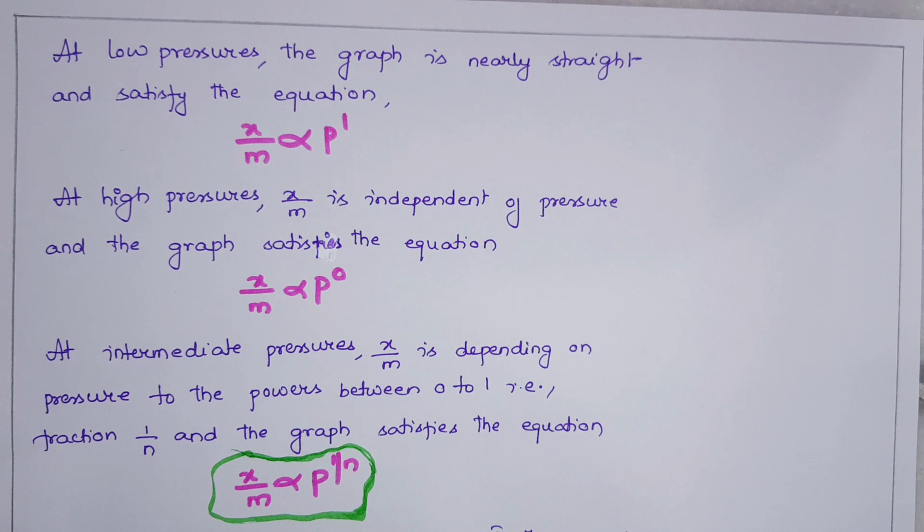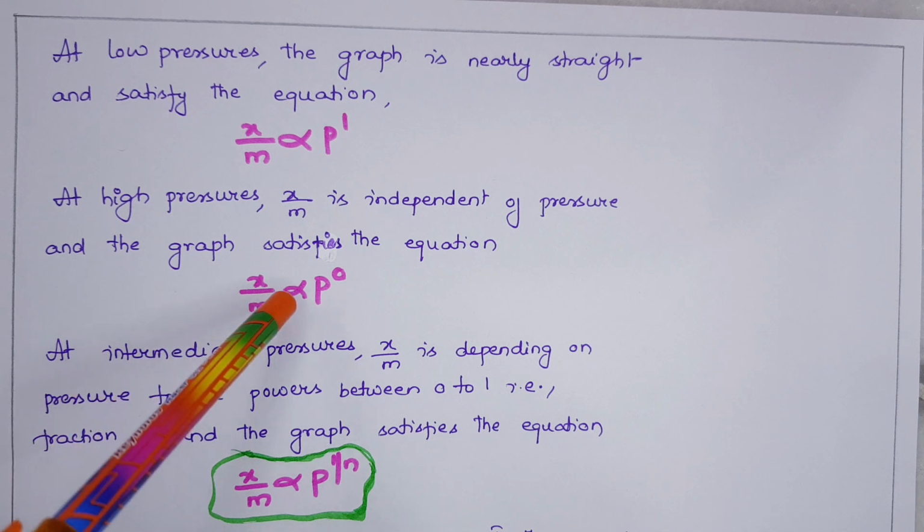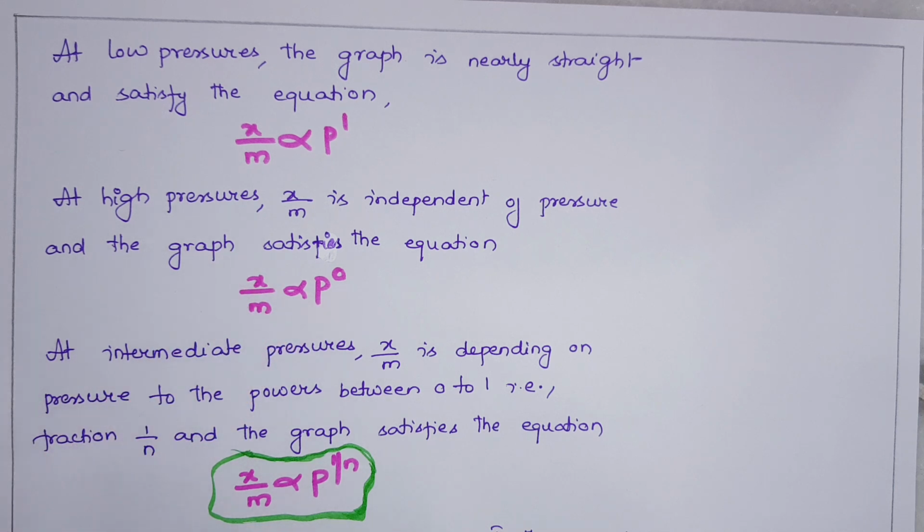Now coming to intermediate pressures, x by m depends on pressure. How much does it depend? It depends on pressure to the powers between 0 and 1. How can we say that? At high pressures, it is p power 0, students. At low pressures, it is p power 1. At intermediate pressures, it would obviously be between p power 0 and p power 1. What will be there between 0 and 1, students? Obviously, it would be a fraction.